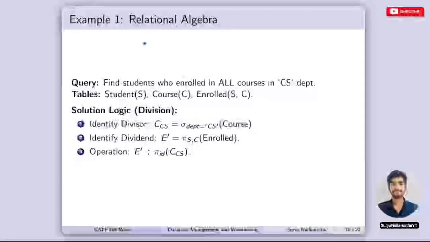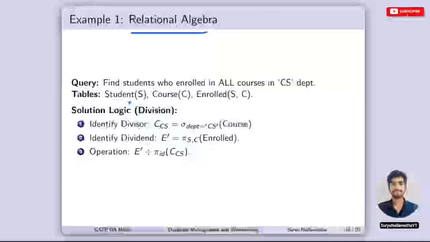Next, example 1. In example 1, the relational algebra query is: find students who enrolled in all courses in the CS department. It is very simple. How many students are enrolled in all courses in the CS department? That is the query we need to find out.